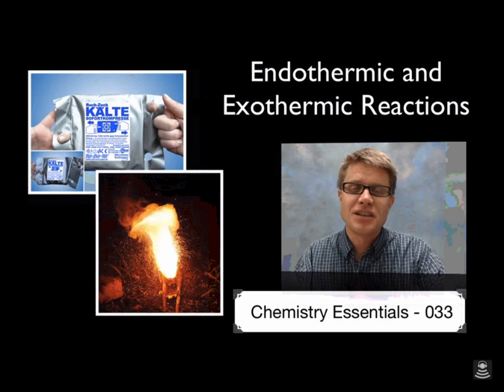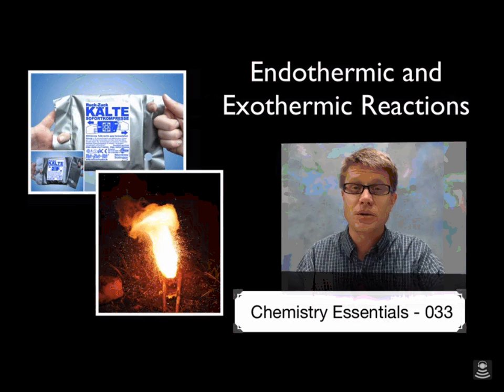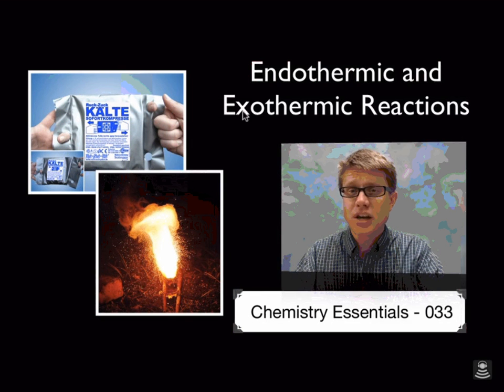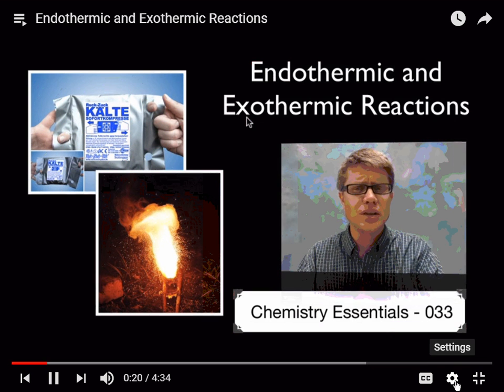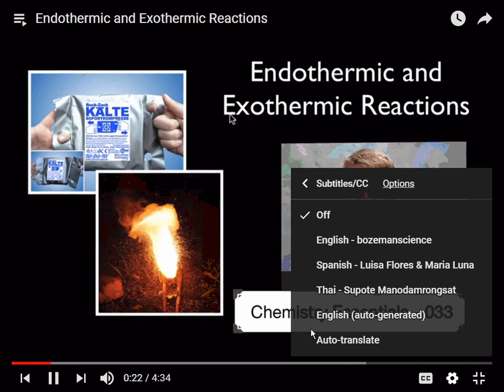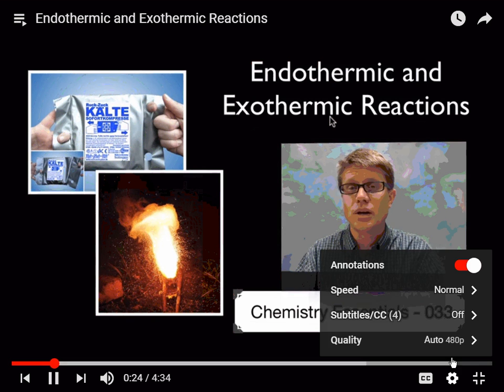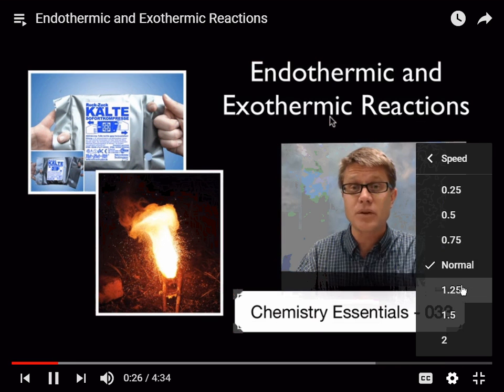Hi, it's Mr. Anderson, and this is Chemistry Essentials video 33. It's on endothermic and exothermic reactions. If you understand that therm means heat, and exo means to exit or to move out, it's pretty easy to break down these reactions. So an exothermic reaction would be one where heat is being released from the reaction.